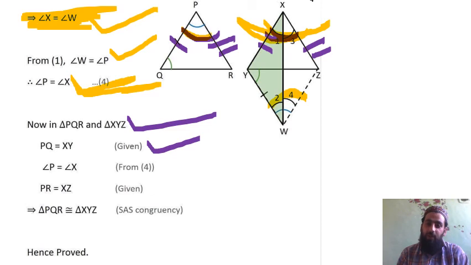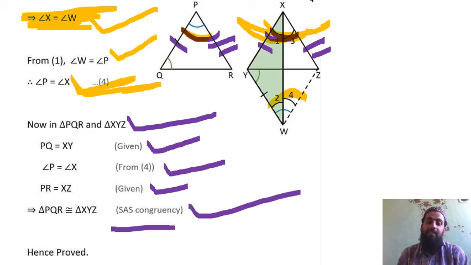PQ equals XY, it was given. Angle P equals angle X, we just proved it. This angle is equal. PR equals XZ, which is given to us. The sides are equal. Therefore, the triangles are congruent by side angle side congruency.